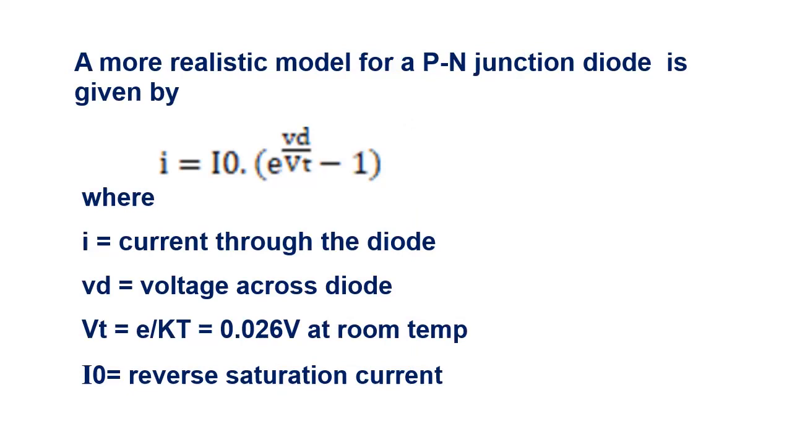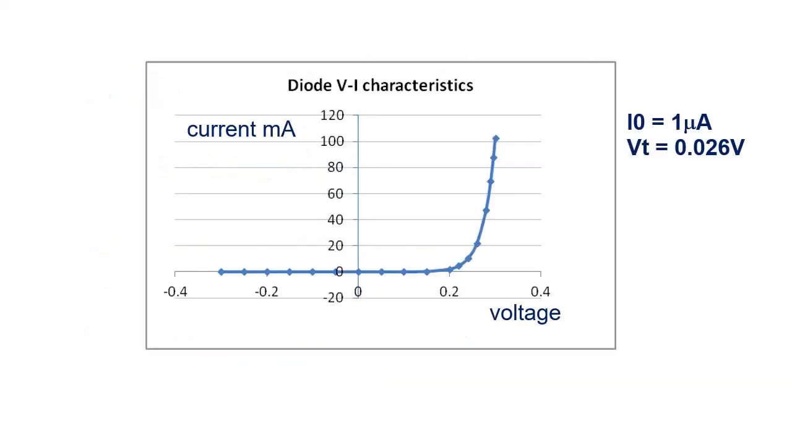A more realistic diode can be represented by the equation as shown. It expresses diode current as a function of voltage. This is still an approximate model and there are more accurate models available for different types of diodes. We now plot diode current as a function of voltage based on the previous equation. We assume reverse saturation current value to be 1 microampere, and Vt equals 0.026 volts.